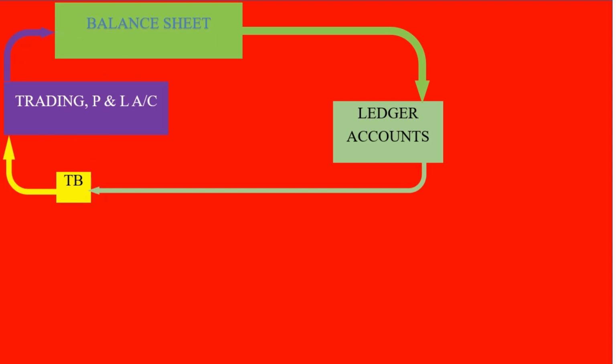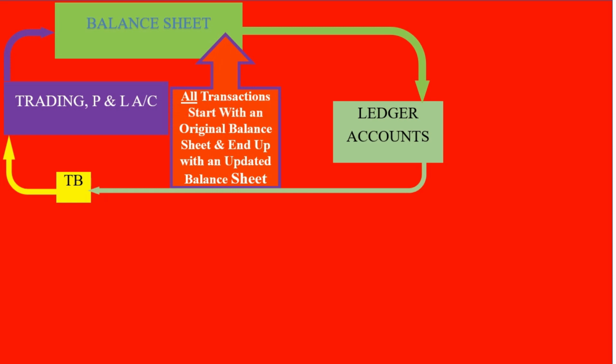Now I want you to note this, that the outcome of the trading profit and loss account, which in this case here is a net profit of that 32,000, should be added back to the capital, the original capital of this business, so as to determine the current financial status of the business after one whole year or after the financial period. So I want you to note this, that in the accounting cycle process, all transactions will start with an original balance sheet. Alright? And again, at the end of it all, the process ends up with an updated balance sheet.